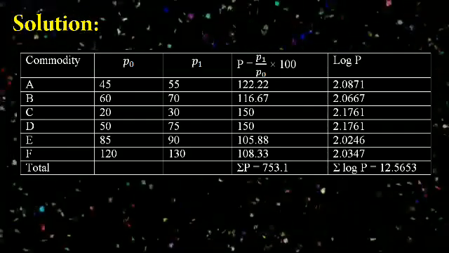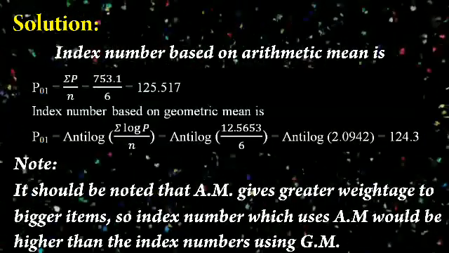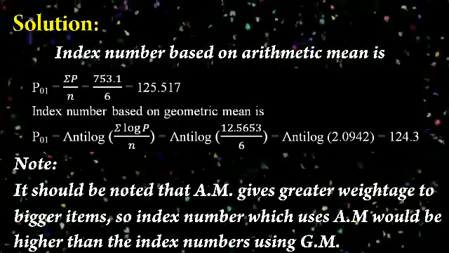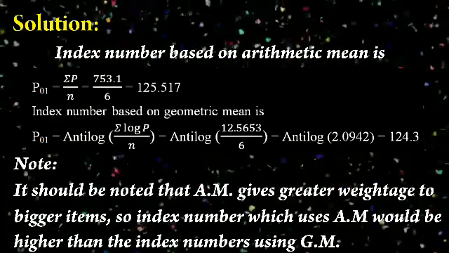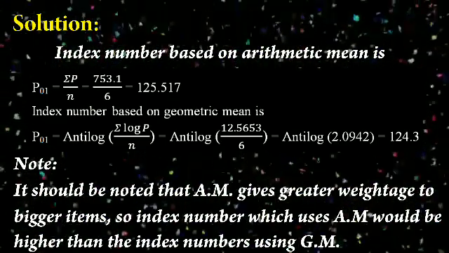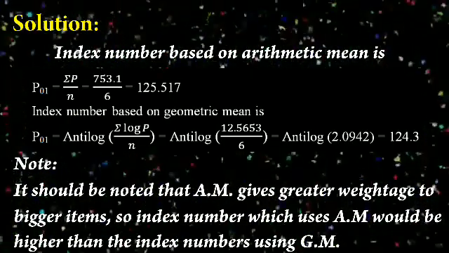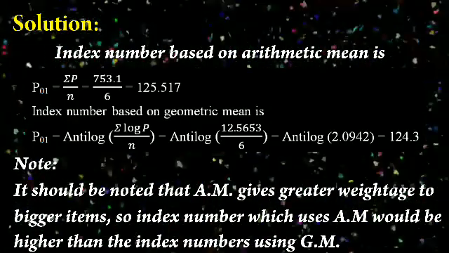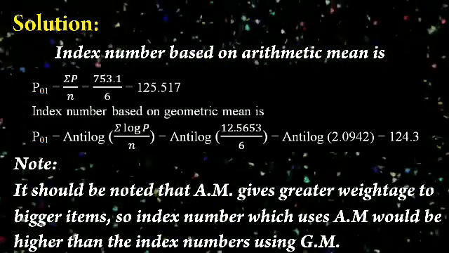So the first one is based on AM. Let us compute the first index number. The index number based on AM is, write the formula P01 equal to sigma P divided by N, which is equal to 753.1 divided by N. N is the number of observations. Here 6 observations are given, so N is taken as 6. 753.1 divided by 6 is equal to 125.517.